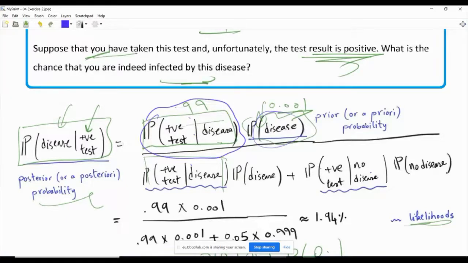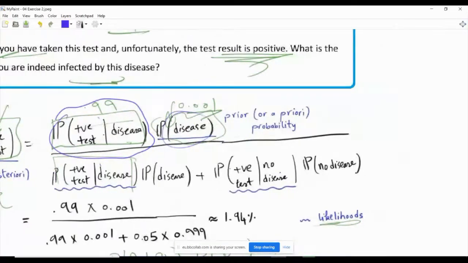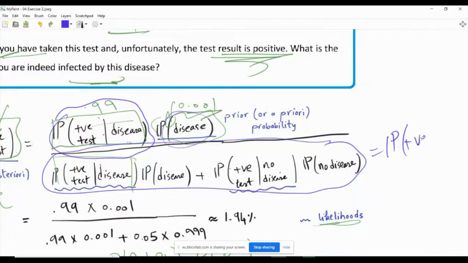In the denominator we have the probability of a positive test. By the law of total probability, what is the probability of being tested positive? We will partition our possibilities into two cases: disease or no disease. When your test is positive, it may be positive and you have the disease, or it may be positive and you don't have the disease. So we just have two terms here.